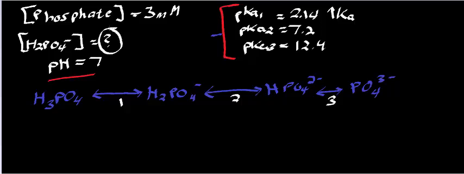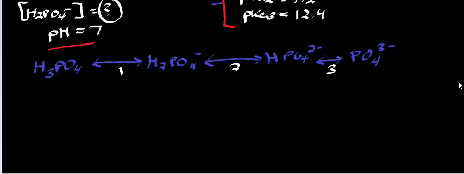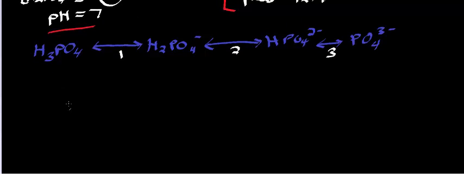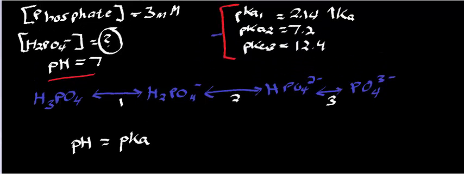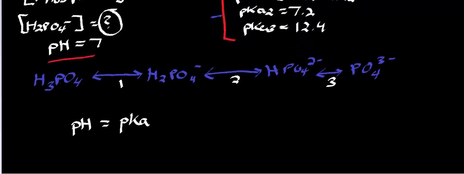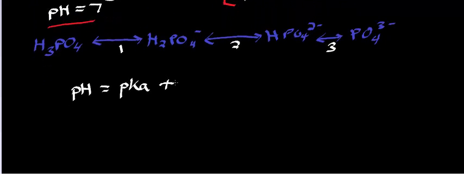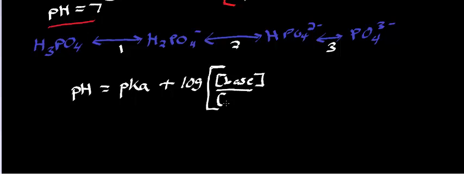Now I'm going to come down here and write the Henderson-Hasselbalch equation, and this is something that you should get to know very well. It says the pH that we're dealing with is equal to the pKa, and it's going to be one of these pKa's that we have listed here. So pH equals pKa plus the log base 10 of the concentration of the base in the equilibrium reaction over the acid in the equilibrium reaction.